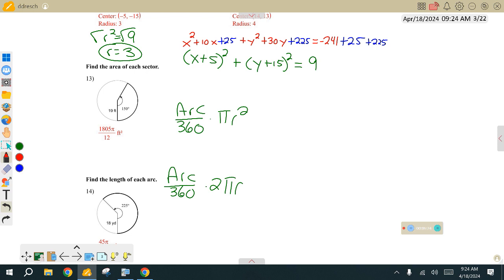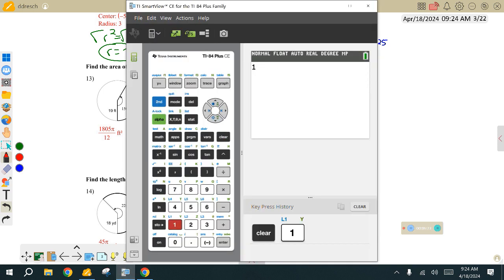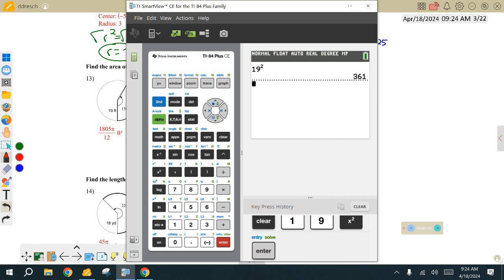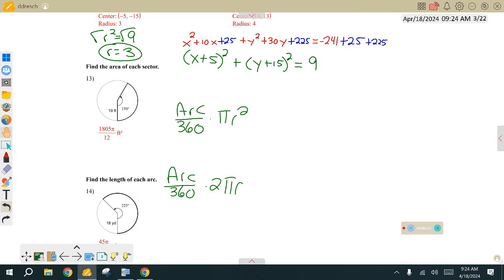19 squared, 361. So 361 pi. The arc we're talking about is 150 over 360. And on this other one, I'm just going to work at the same time. Radius is 18, so 2 times 18, that's my circumference, 36 pi. And we're talking 225. So 225 over 360.